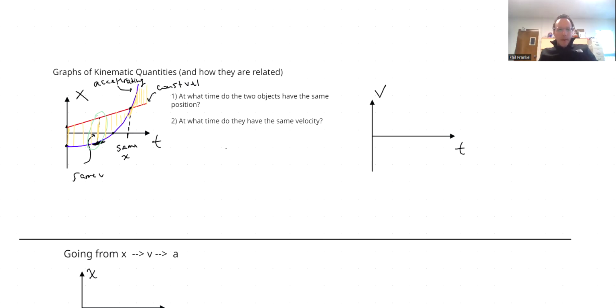Okay. What if we had some velocity versus time graphs? So suppose the red object's graph looks like this, and the blue object's graph looks like this. Oh, that is red. The blue object's graph looks like this.